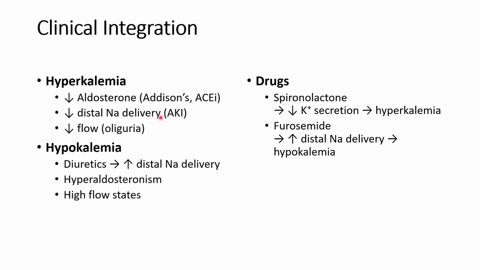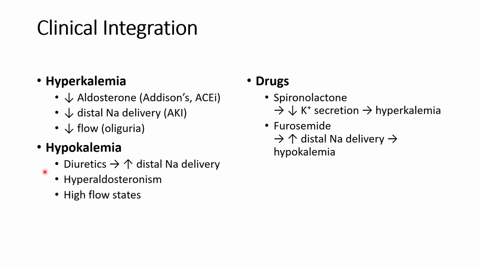In AKI, the sodium delivery at the distal part will be low, so no potassium will be sacrificed, or there will be no normal secretion of potassium because there is no sodium incoming, and again low flow in conditions of oliguria. Then hypokalemia will be seen when you're giving diuretics because they increase the sodium distally, and to absorb that sodium, potassium will be sacrificed.